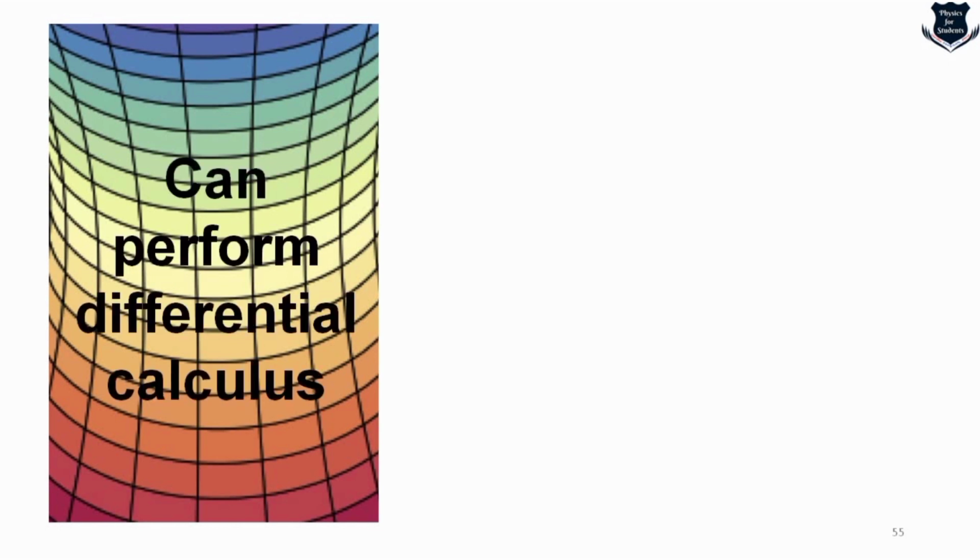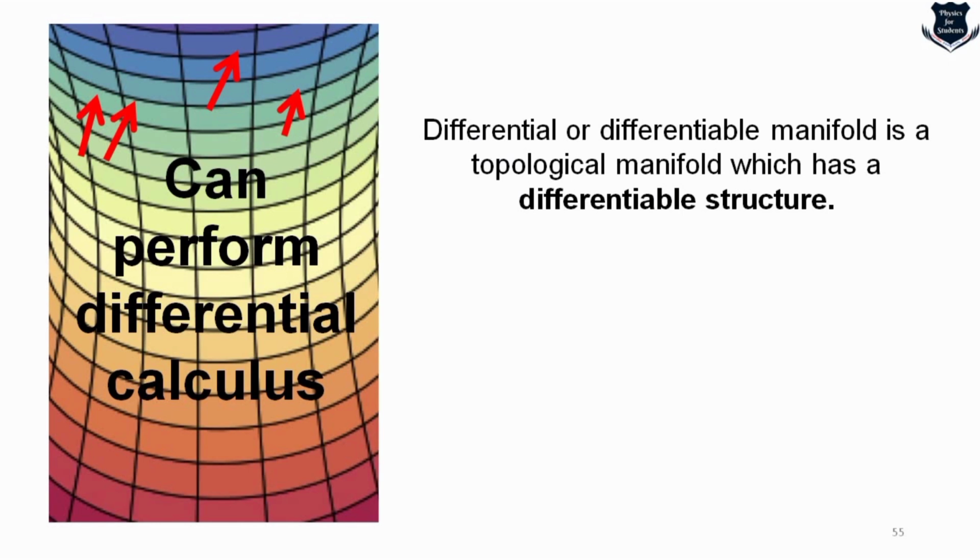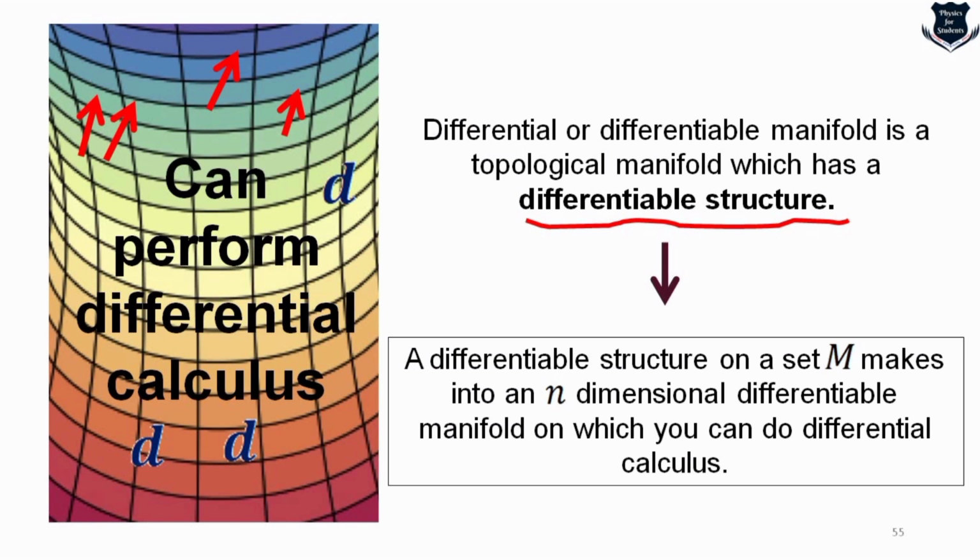We need one more thing. So this is a kind of surface, and you can see why I call it a differentiable manifold, because all these infinitesimally small distances on this surface can be used. Yes, a differentiable manifold is a topological manifold which has a differentiable structure. Differentiable structure means we can use dy and dx, and we can use calculus to calculate the distances. So a differentiable structure on a set M makes it an n-dimensional differentiable manifold on which you can do differential calculus.